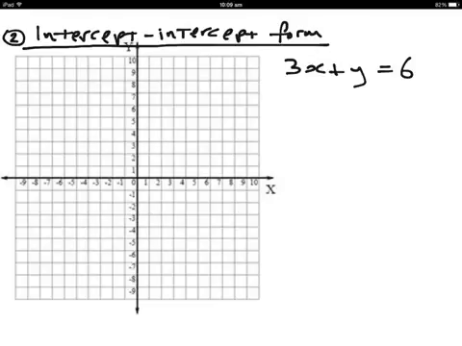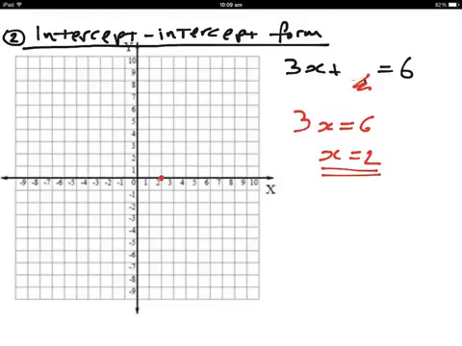Now, just thinking about this. If it cuts the x-axis somewhere along here, now we don't know where on the x-axis, we don't know what value of x that is, but we do know that y must equal 0. Well, if y equals 0, let's just cover that up and make it equal to 0. And that leaves us with an equation, 3x equals 6, so x equals 2. And that is where it cuts the axis when y is 0, so there's a point straight there.